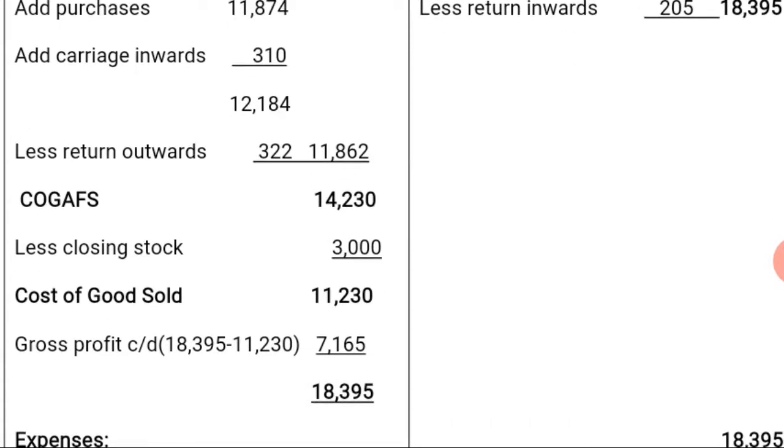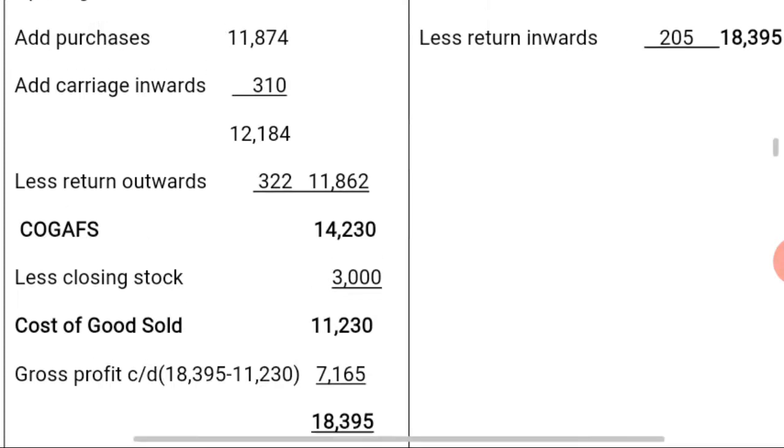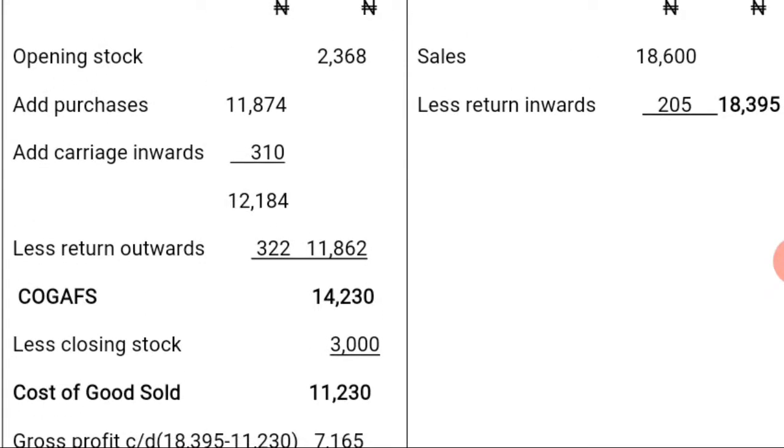Which is 322 Naira. By deducting 322 Naira from 12,184 Naira, you arrive at 11,862 Naira. That is our net purchases, and you add the net purchases to the opening stock of 2,368 Naira. Then you arrive at cost of goods available for sale, which amounts to 14,230 Naira.